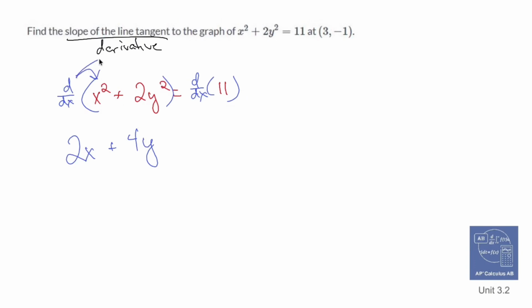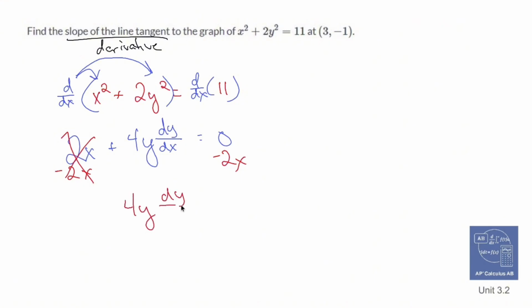However, since we're taking the derivative with respect to x of a y term, you have to attach dy/dx to it. Okay? Every single time. The derivative of a constant is 0, so nothing crazy. Now my next step is I have to get dy/dx all by itself. So let's subtract 2x from both sides, like so. That gives me 4y dy/dx equals negative 2x.